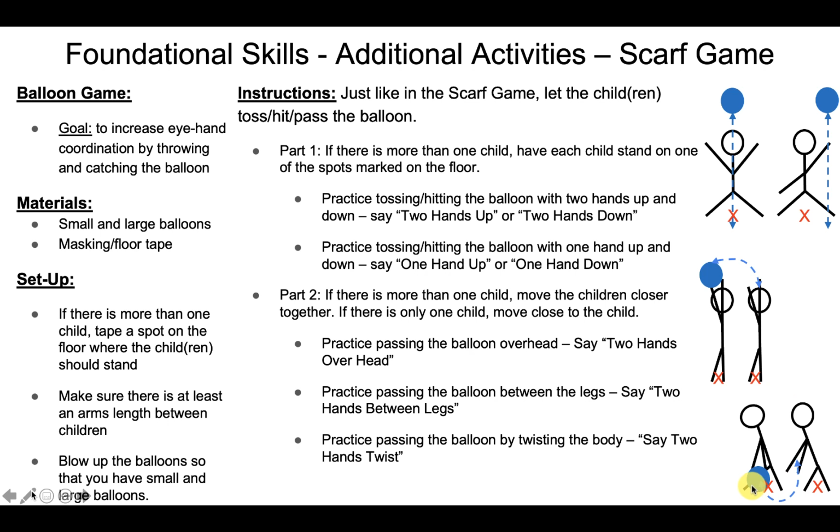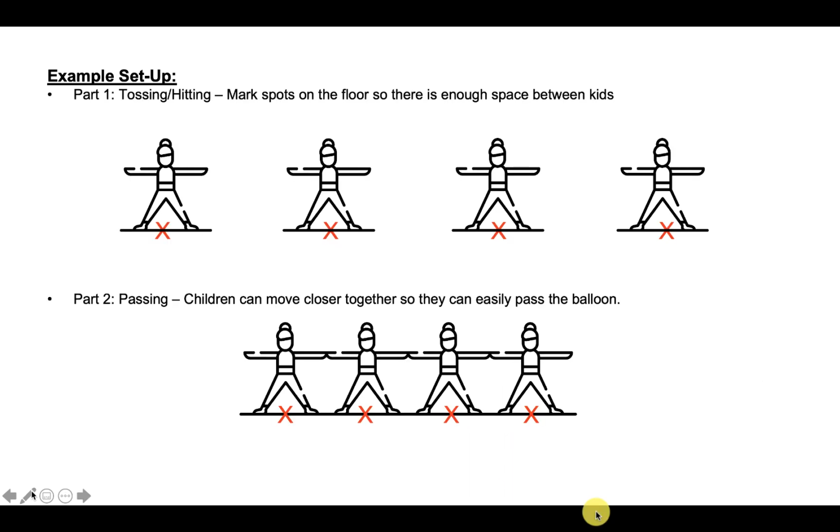Here's the picture describing the activity where the kids are standing on their marked spot. They're passing the balloon between their legs. For the last part, practice passing the balloon by twisting the body. Their verbal cue is say 2 hands twist, but they don't provide a picture, so this is where they lost another half point. Here's the example of the setup.